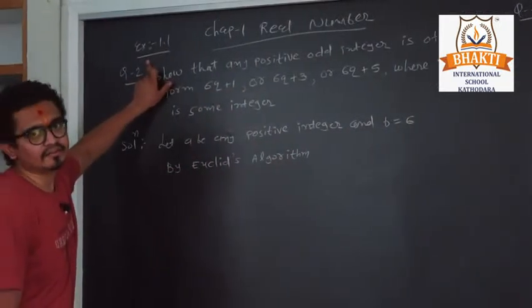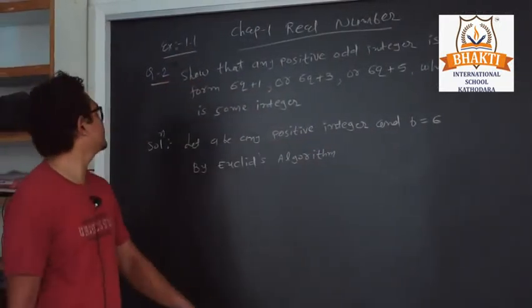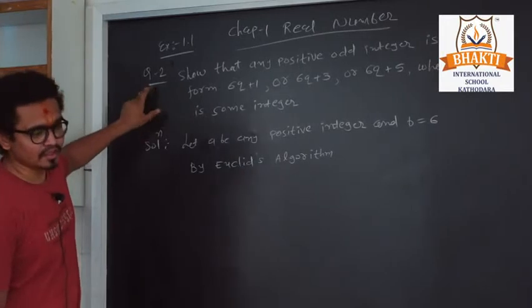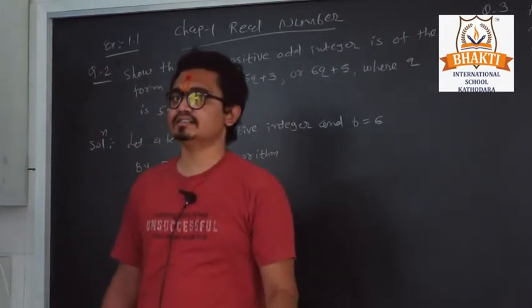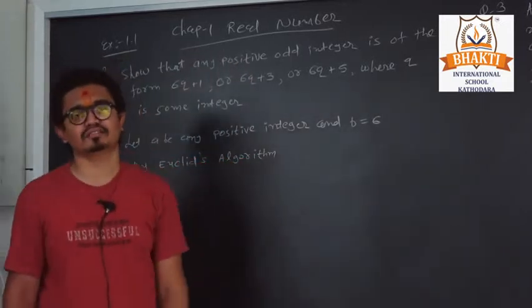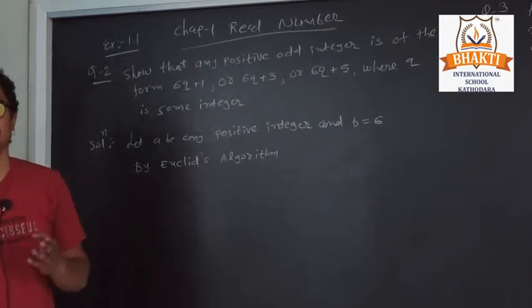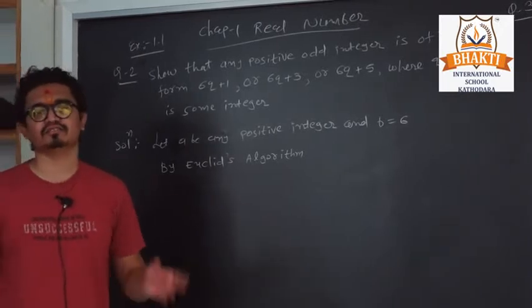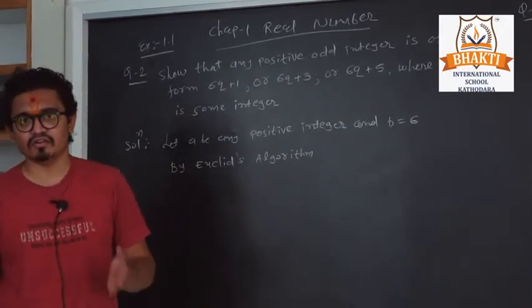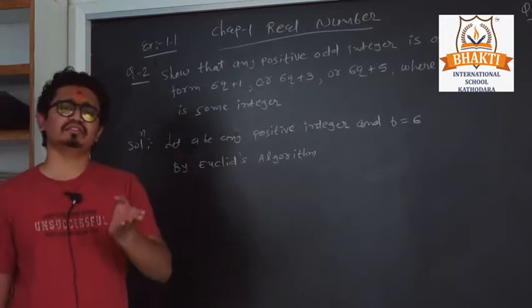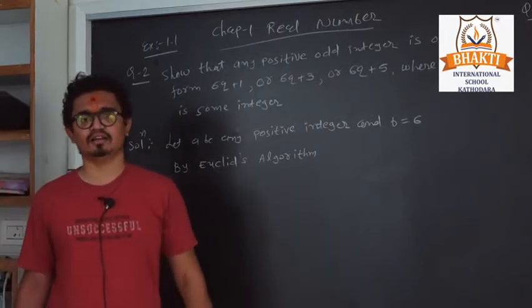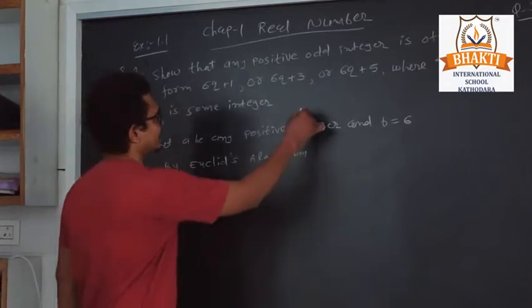Now from exercise number 1.1 we have our question number 2. Questions 2, 4 and 5 are actually proof sums from Euclid's algorithm, and in all the remaining sums we need to find the HCF by using Euclid's method. So how can we perform the proof sum? For a proof sum we have the same procedure and the same formula.